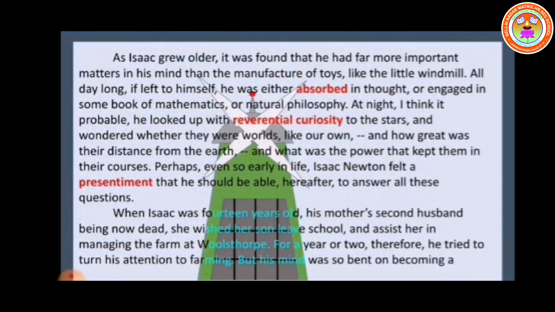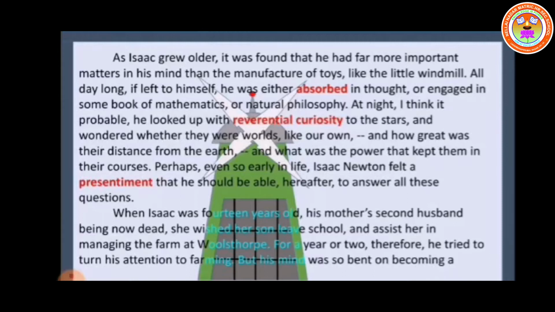As Isaac grew older, it was found that he had far more important matters in his mind than the manufacture of toys like the little windmill. So as Isaac grew like us, he did not have anything different. Instead, he had far more important matters in his mind than the manufacture of toys.